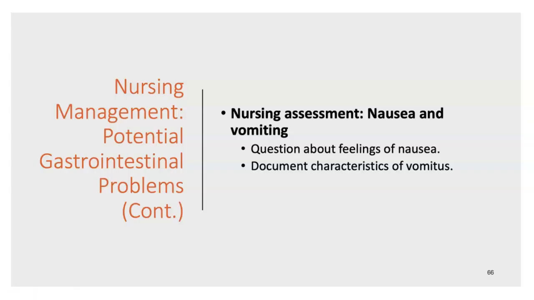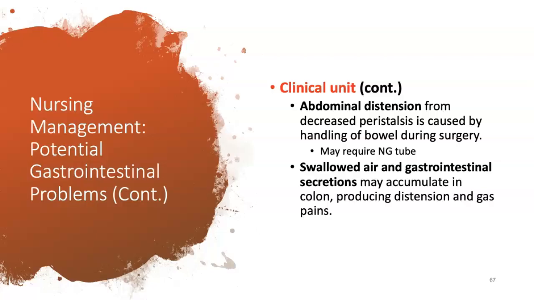So your nursing assessment for nausea and vomiting. You're going to be asking questions about feeling of nausea. If vomiting does occur, it's important to determine and document the quality, characteristics, and color of the emesis. The abdomen is assessed for distension and the presence of bowel sounds. All 4 quadrants are auscultated to determine the presence, frequency, and characteristics of the sounds.